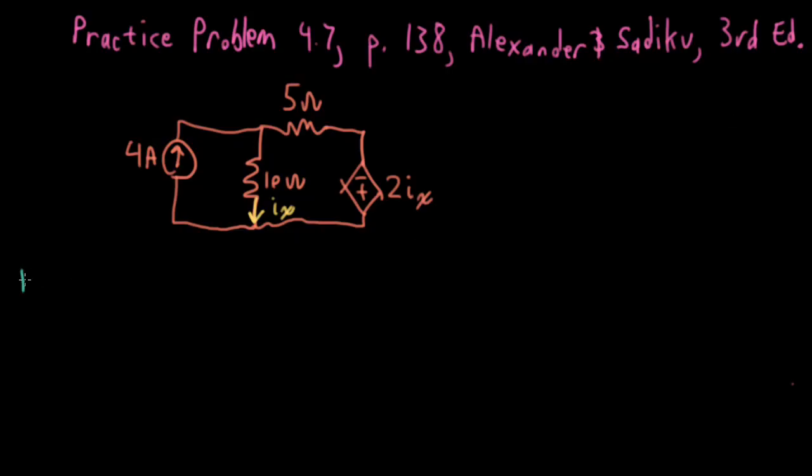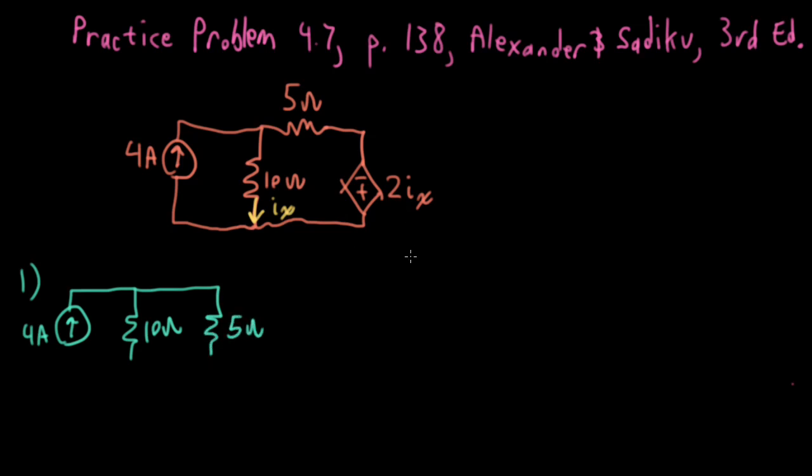So first I'm going to redraw the circuit using just the 4 amp source. So I'll have 10 ohms here, and then I'll have 5 ohms here. And when we deactivate the controlled source here, it turns into a short, and so it just looks like this. So to find out what the current flowing down here, Ix, is, I can use a current divider. So Ix is going to equal 4 amps, and then I have 15 in the denominator here. It's the sum of these.